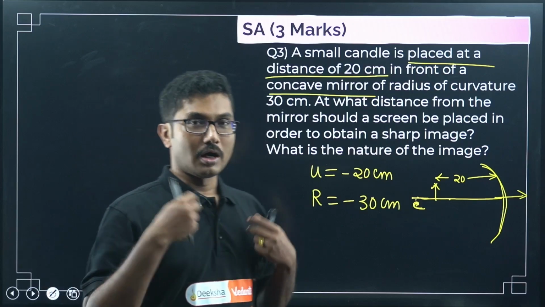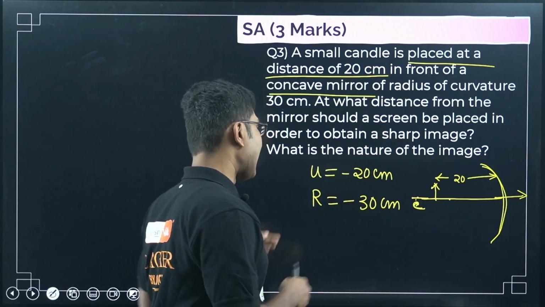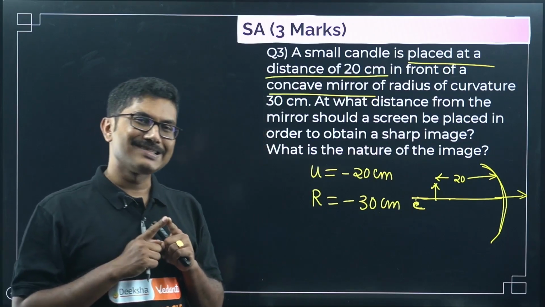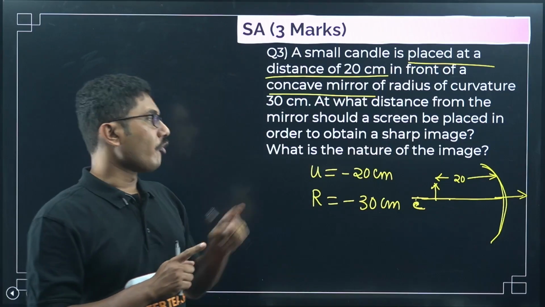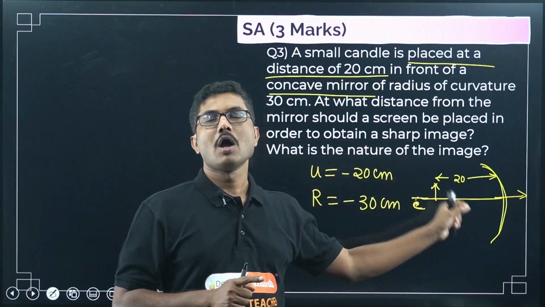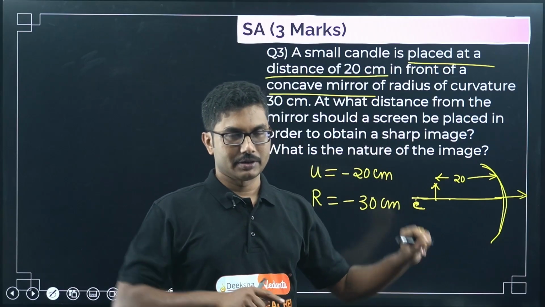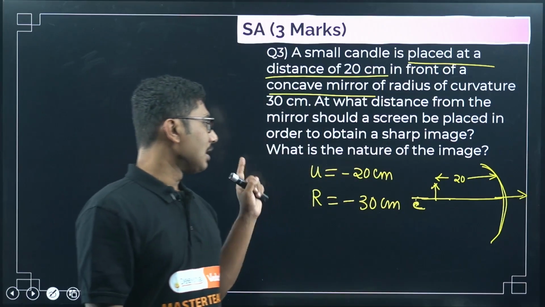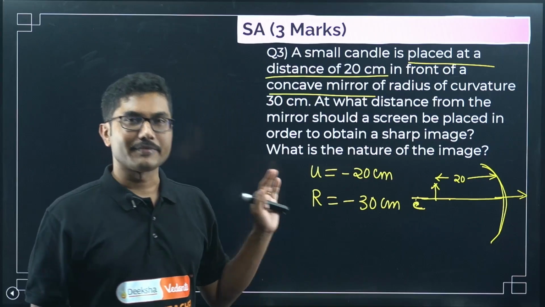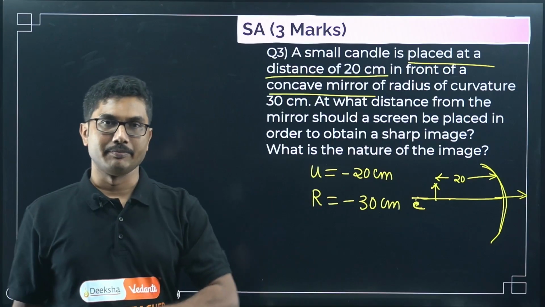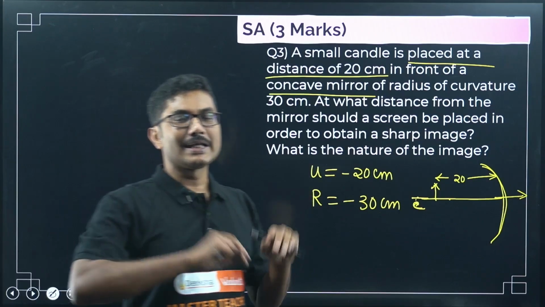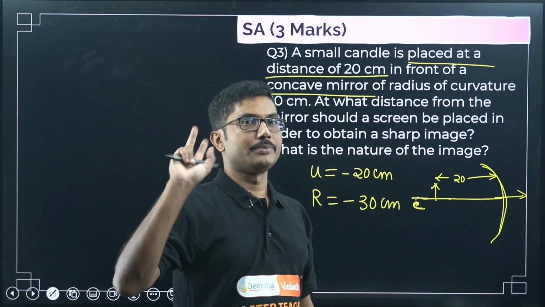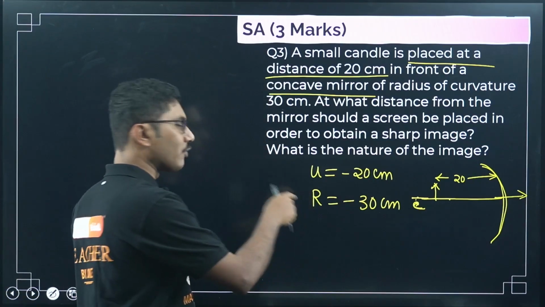And for convenience, I told you that object distance will always be negative. Object distance is always negative for concave mirror or concave lens. For both concave mirror and concave lens, the focal length, or radius of curvature in case of mirrors, will be negative. In case of convex mirror and convex lens, focal length will be positive. You can calculate focal length from this.